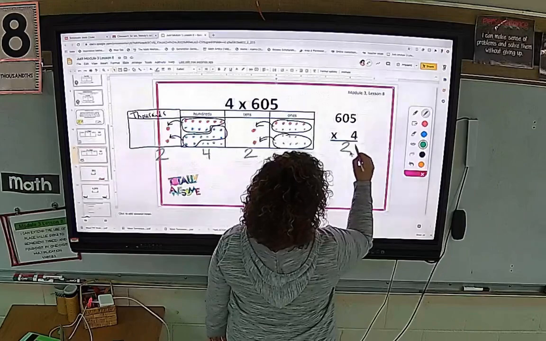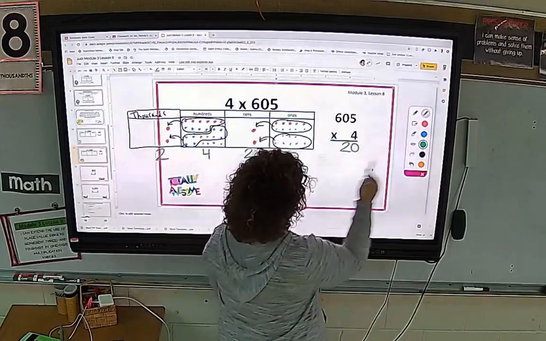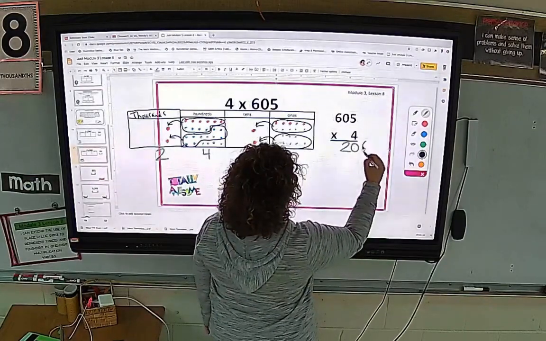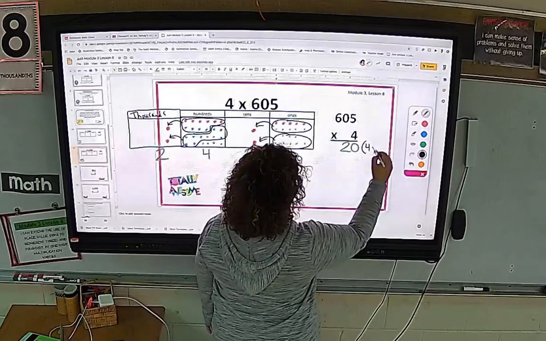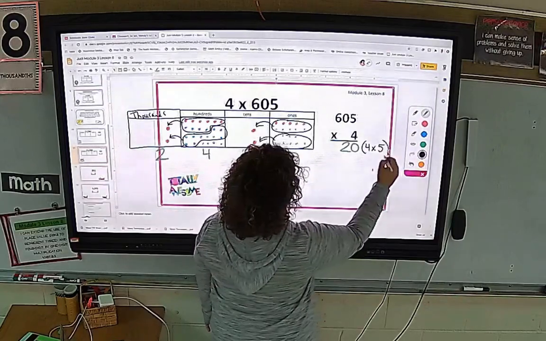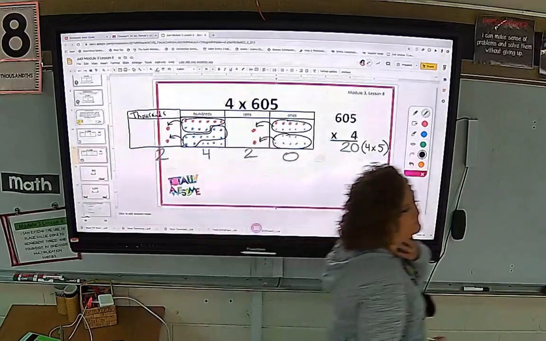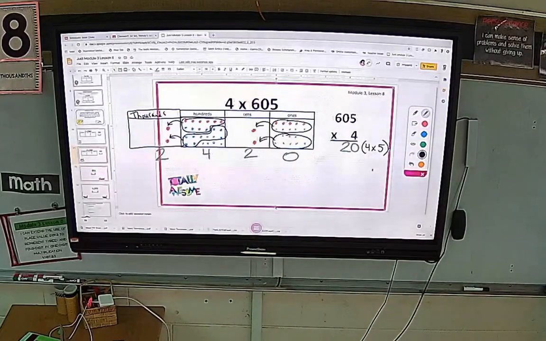Make sure it lines up with your tens place and your ones place. But then right beside it, we're going to write 4 times 5. Just like that. We're putting the answer, and then beside it, we're putting the problem. What did we do to get that answer? We multiplied 4 times 5. Okay? All right, make sure you got that part.